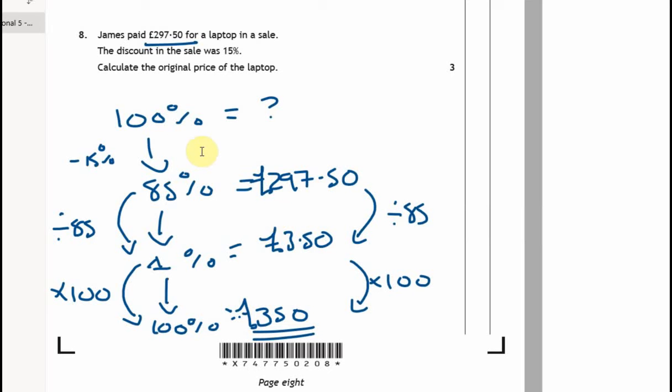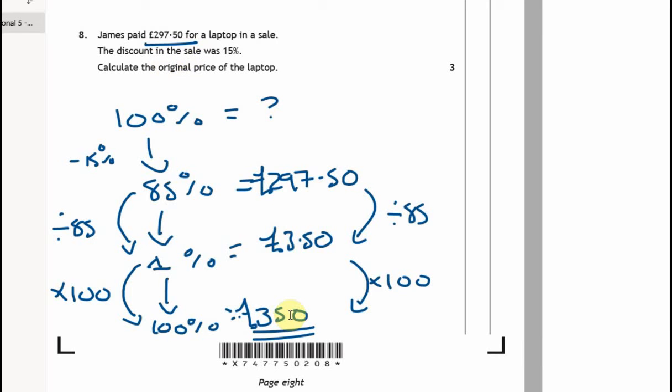So the only thing that was tricky there was identifying the question. The actual question itself is very simple. Okay, so reverse the change. When you see there's been a discount in this, calculate the original price, that's your reverse the change. There was a percentage change. What was the original? Reverse the change. Now you could check that again.